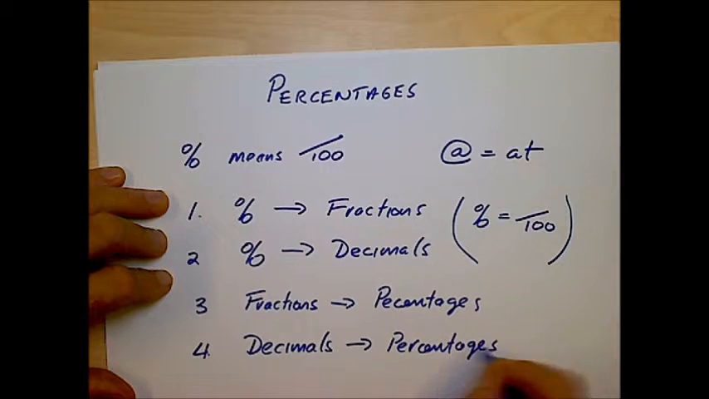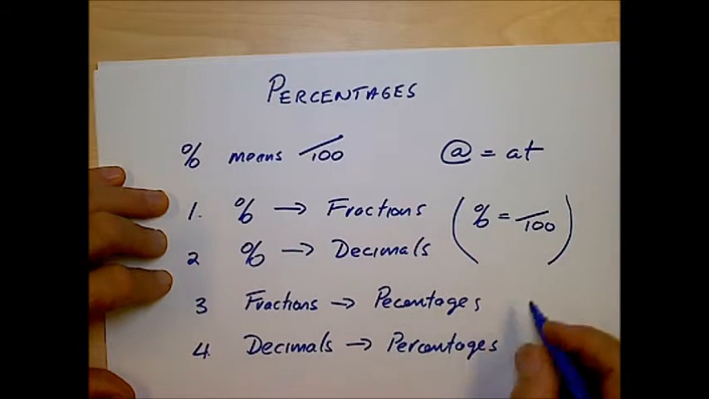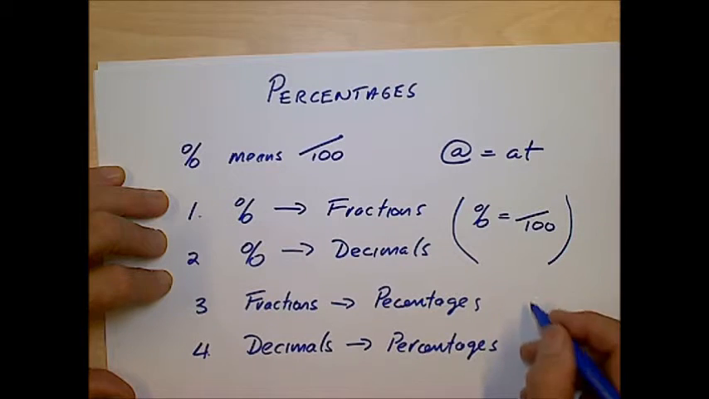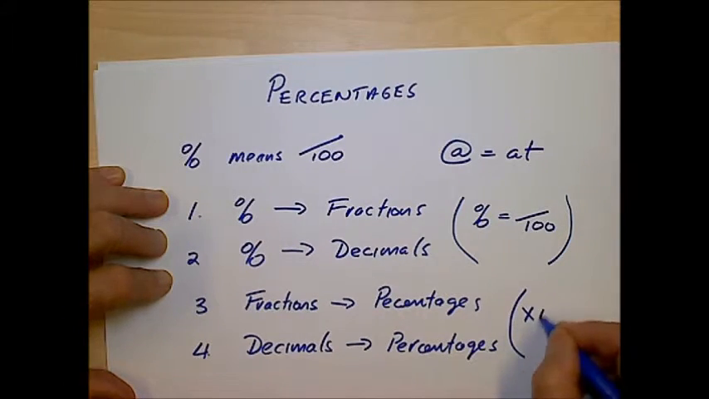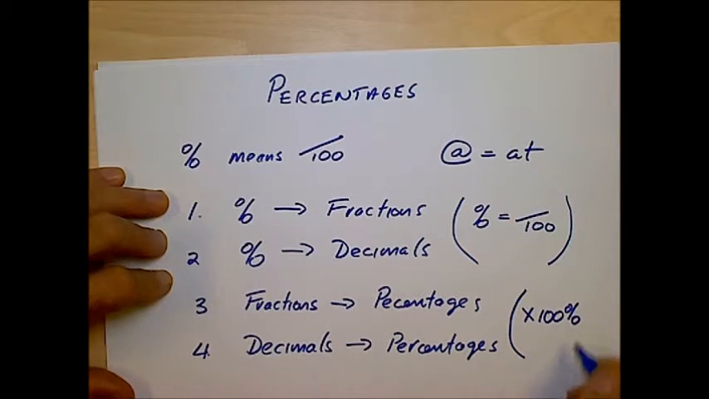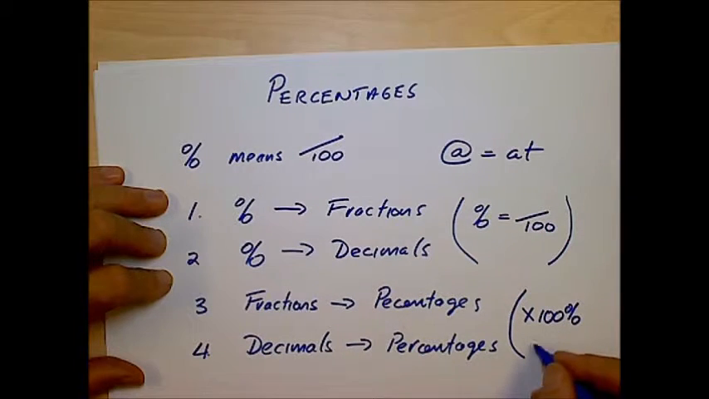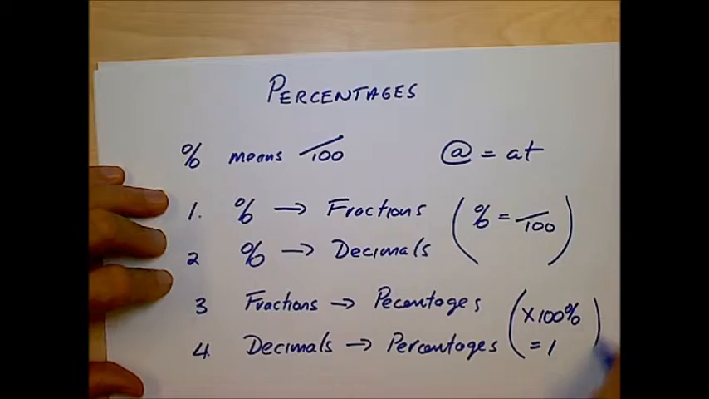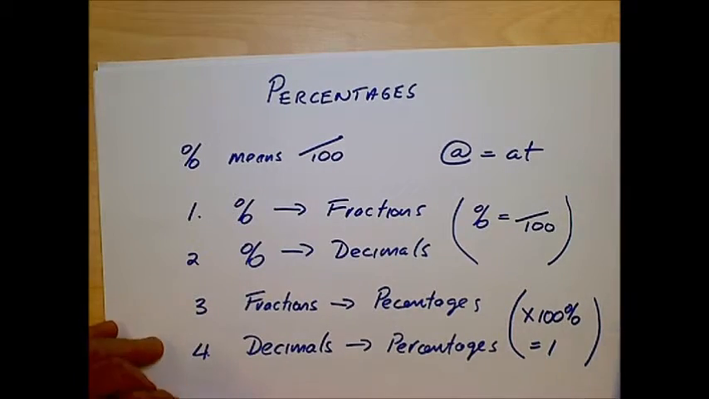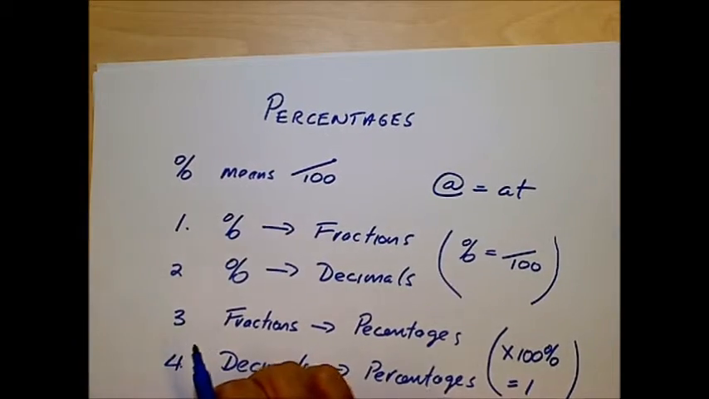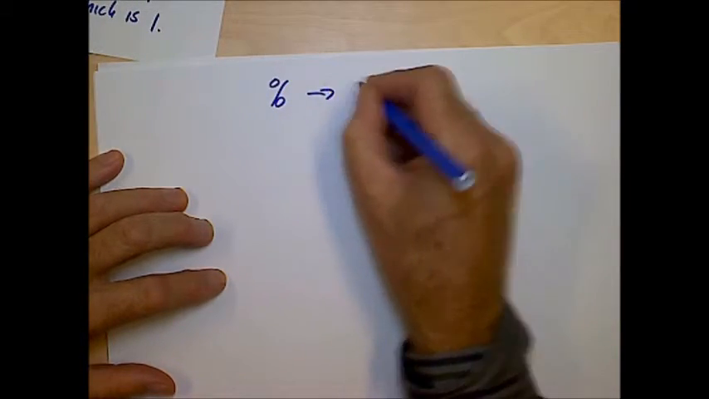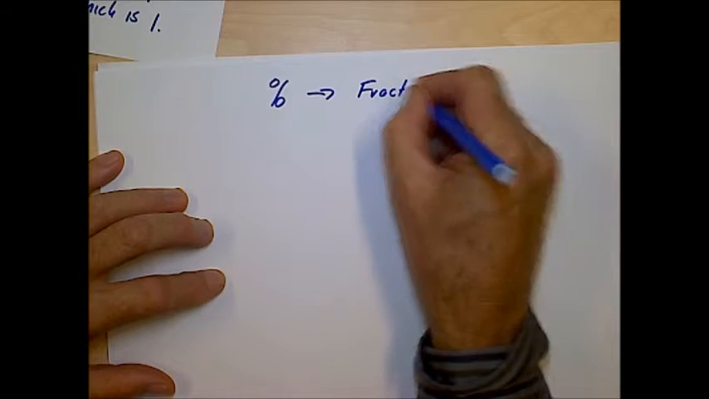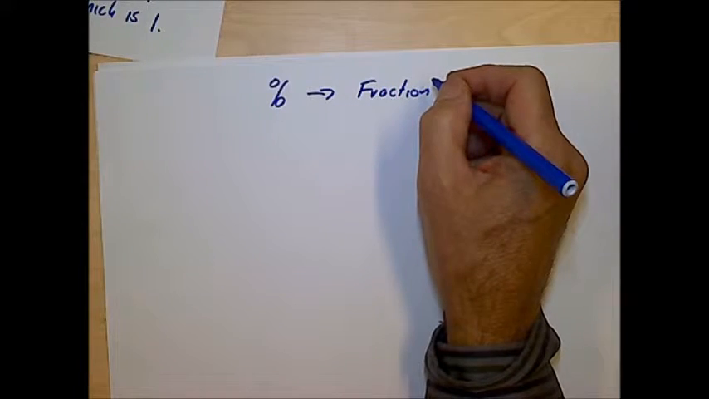Now, to do these last two, all we need to realise is that we can make these conversions by multiplying by 100%, because 100% equals 1. So let's look at the first one. We're looking at an example of changing a percentage to a fraction. So our first skill, percentage to a fraction. So let's look at an example from our text.